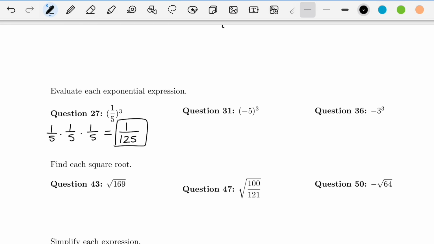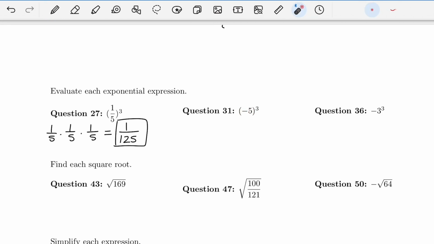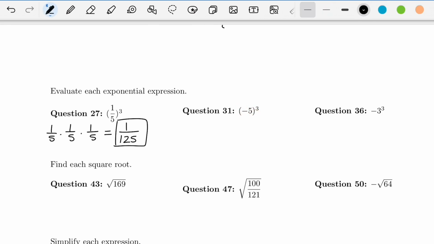All right, now for question 31 here, this one's a little trickier. We have negative 5 cubed. So this is going to be negative 5 times itself 3 times. And we're going to take this negative with us when we're cubing it because it's inside of these parentheses. So that guy's got to come with us. So this is going to be negative 5 times negative 5 times negative 5.